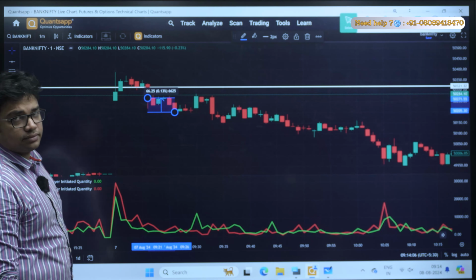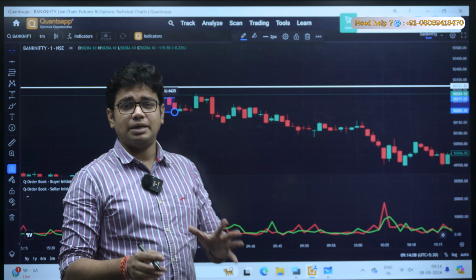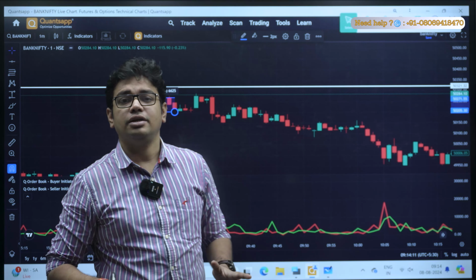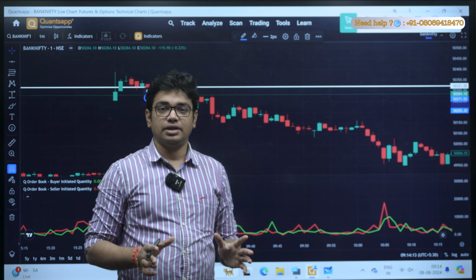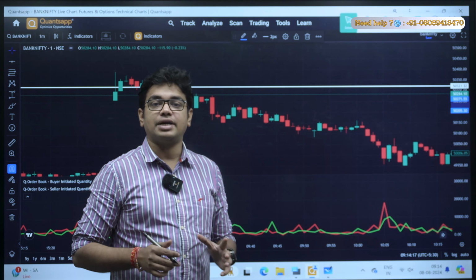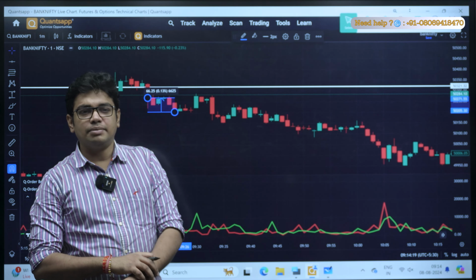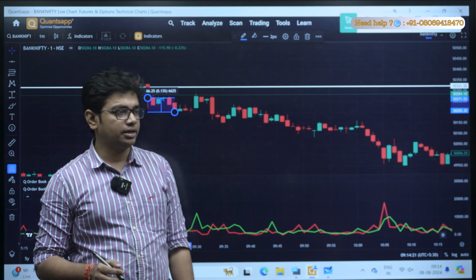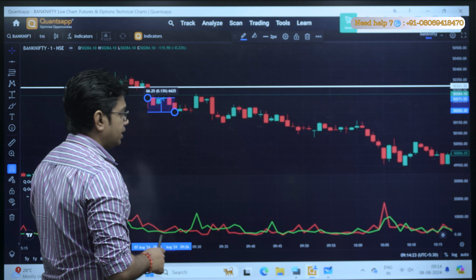66 points means at the ATM level you will get more than 30 points. That is the beauty of scalping trading. So let's just say at the ATM level it is like 300 rupees.